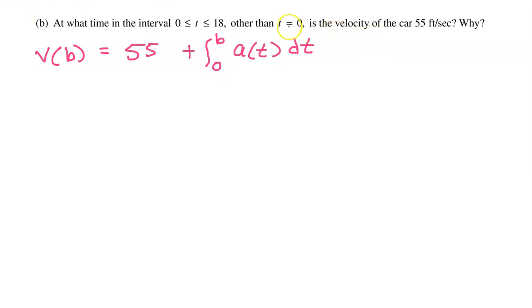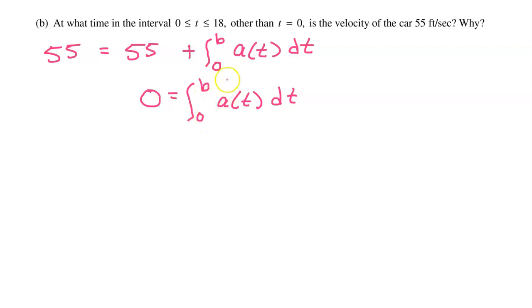But if we are looking for the time when the velocity is 55 feet per second, that means we want the end velocity to also be 55 feet per second. So let's write 55 here as well. We just need to find the value of b that will make this statement true. Subtracting 55 from both sides of the equation, we get 0 equals the integral of acceleration from 0 to b. So again, we need to find the value of b that makes this true.